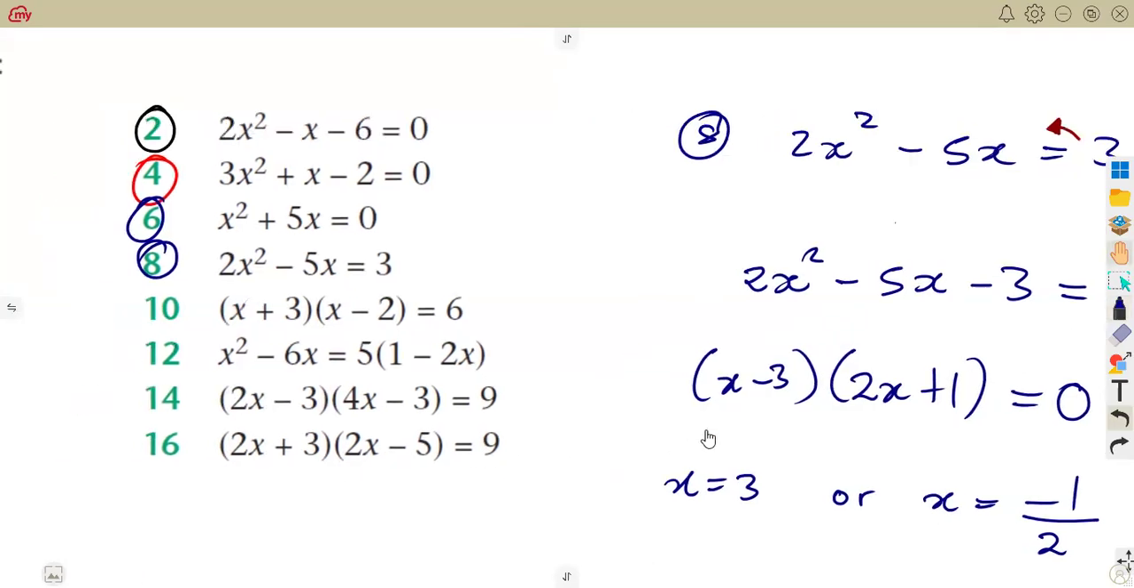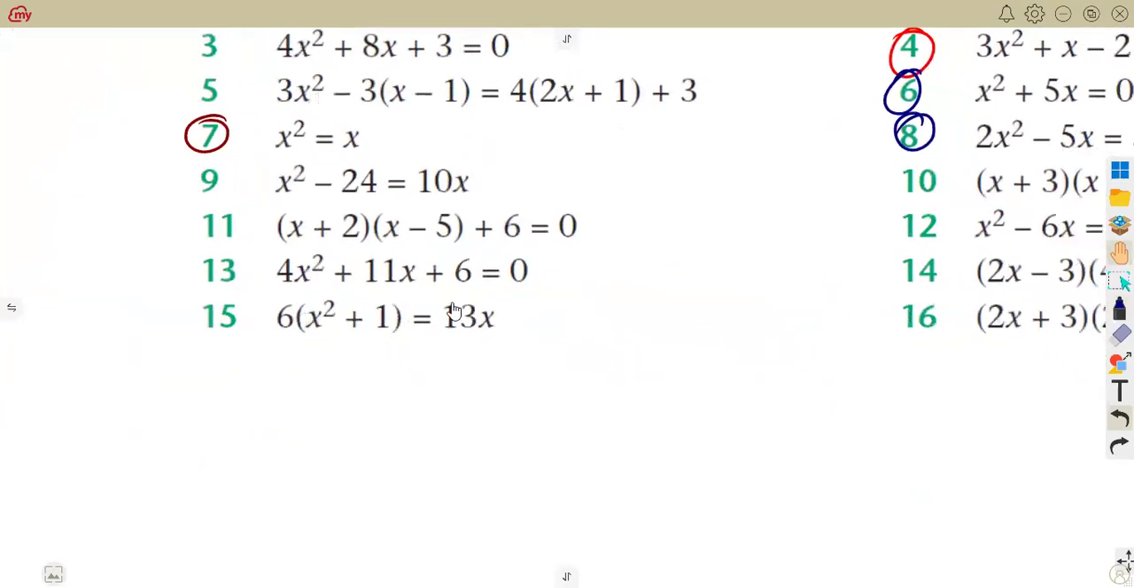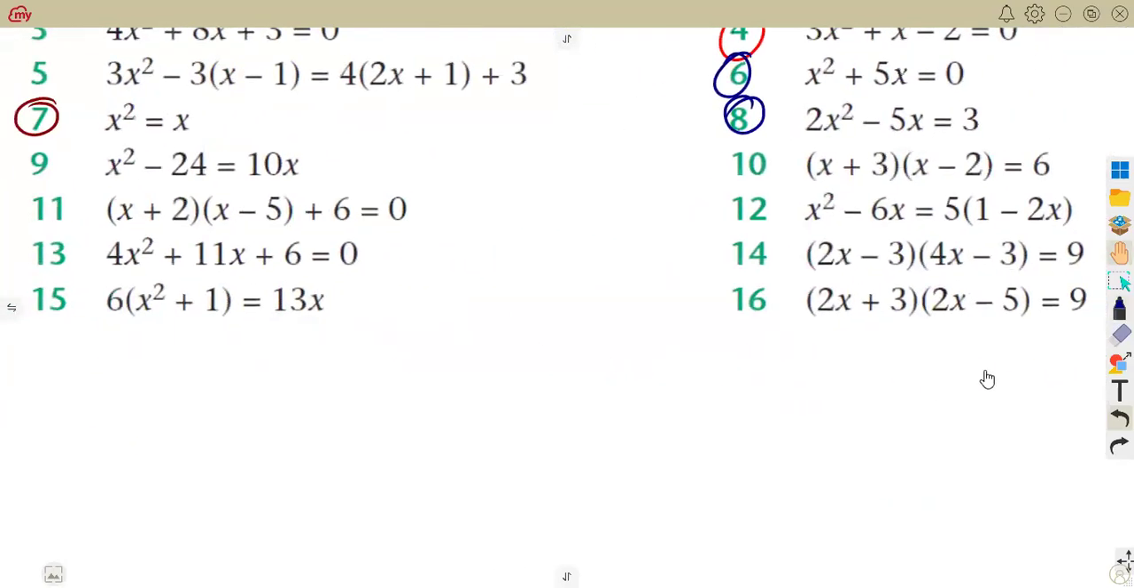So guys, I think with this method, you just have to work as many questions as you can. If you consider question number 9, it is just a basic question where we just need to take the 10x to the other side so that one of these sides is equal to 0.